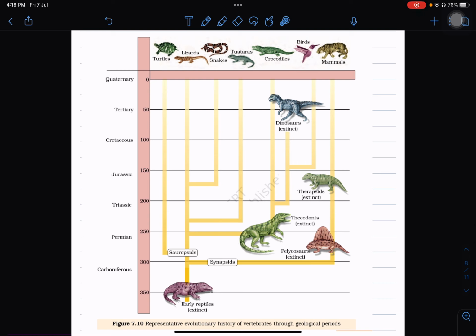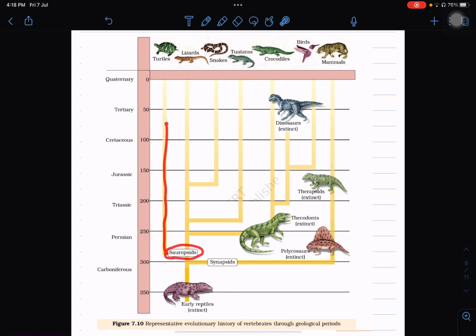Now, this diagram is very important, which is explaining the evolution of vertebrates. Let's discuss this diagram in detail. So all the evolution starts from these early reptiles, and from this reptilian evolution, two groups evolved: the Sauropsida and Synapsida. Let's focus on the Sauropsida first.